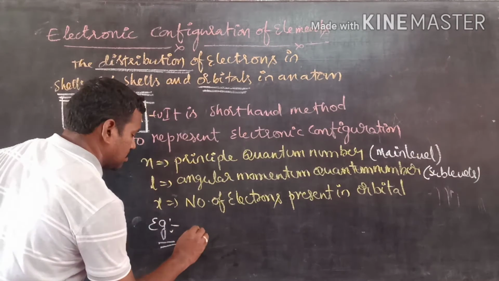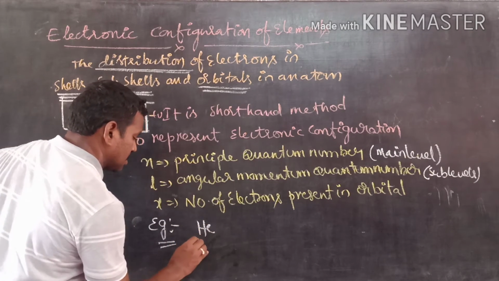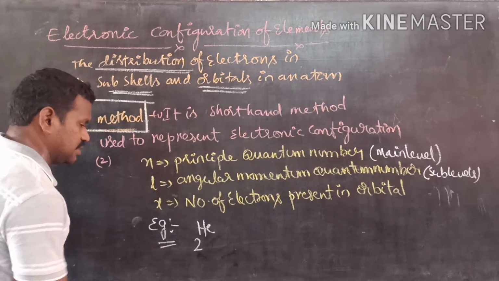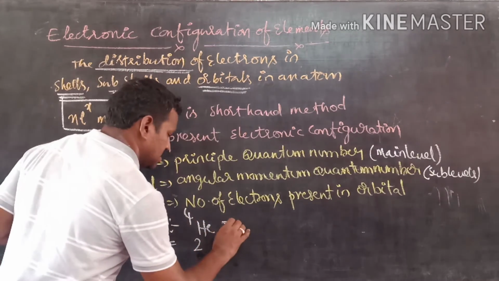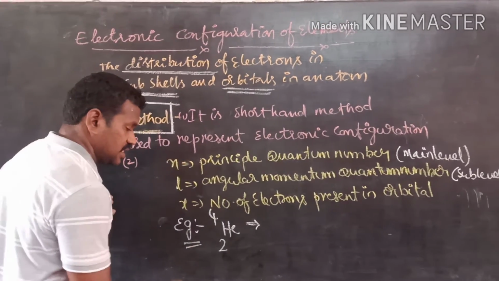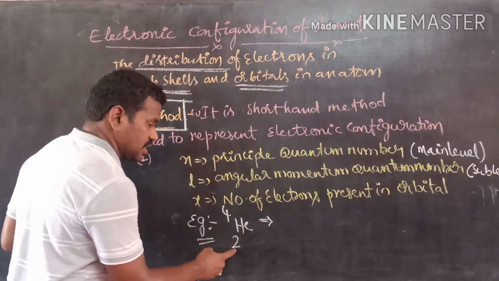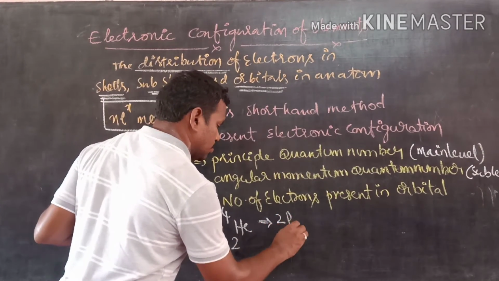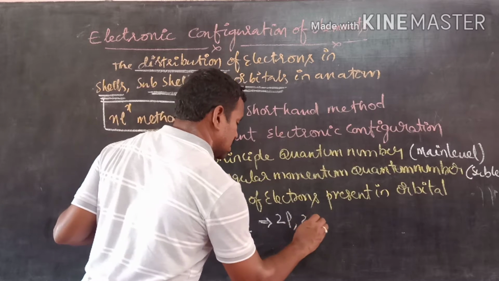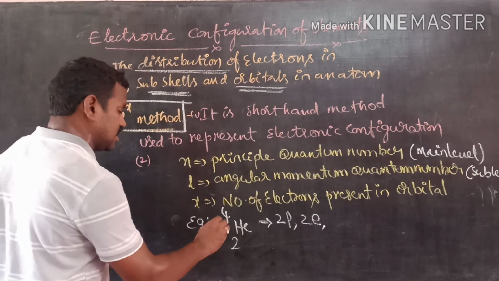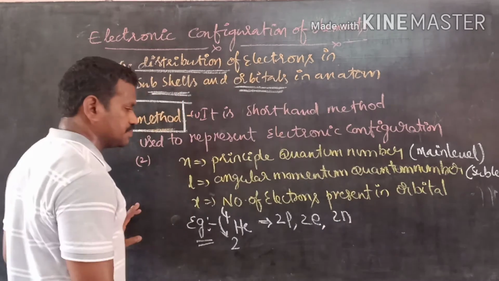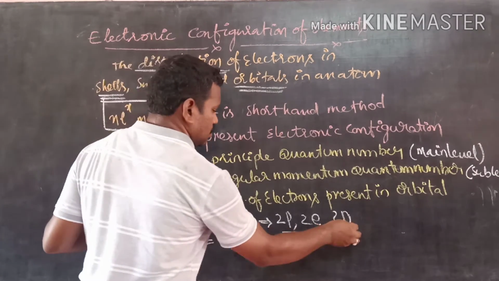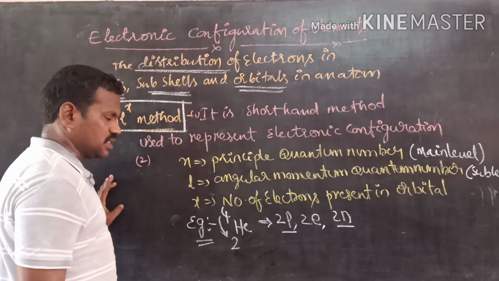Let us go for an example, helium. Atomic number of helium is 2, whereas mass number is 4. What does it mean? Atomic number is 2, means it contains 2 protons. Where 2 protons are there, automatically 2 electrons are there. 4 minus 2, that is 2 neutrons are there. These protons and neutrons are there inside the nucleus.